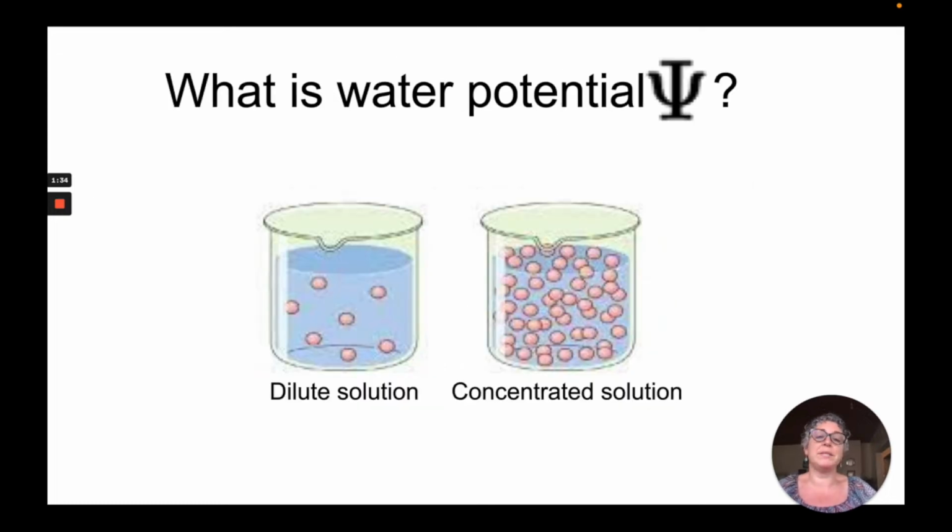So what is water potential? Well, first of all, this symbol here, this U with the I through it, is the symbol for water potential. If you see it, you can use it as an abbreviation for water potential. But here we have a little diagram where we have a dilute solution and a concentrated solution. So the dilute solution just means there are fewer, let's say, sugar or salt particles in the same amount of water compared to the concentrated solution. So we both have the same amount of water, but different numbers of solute particles.